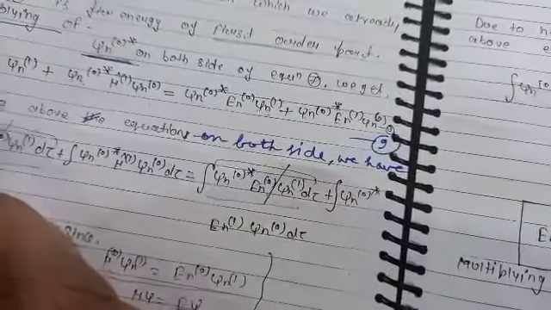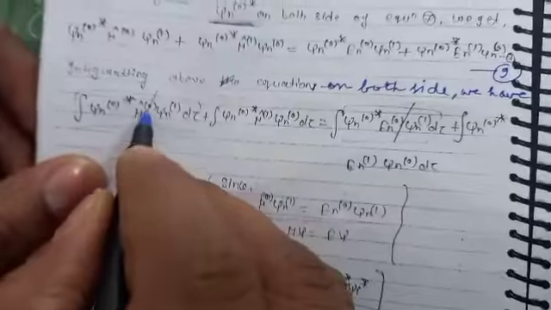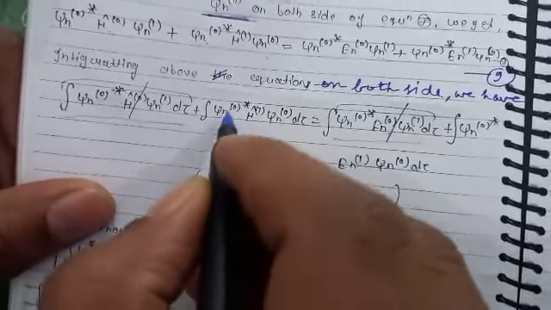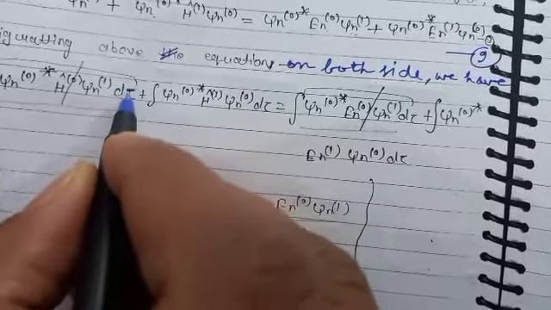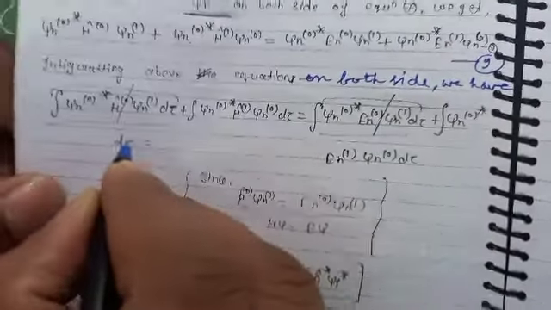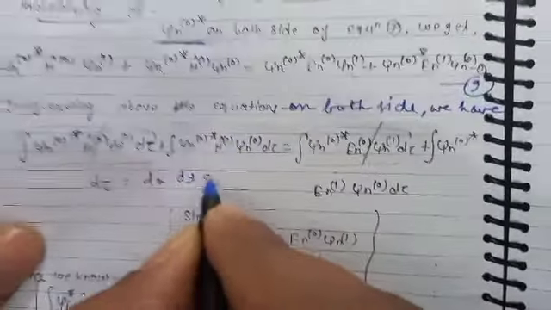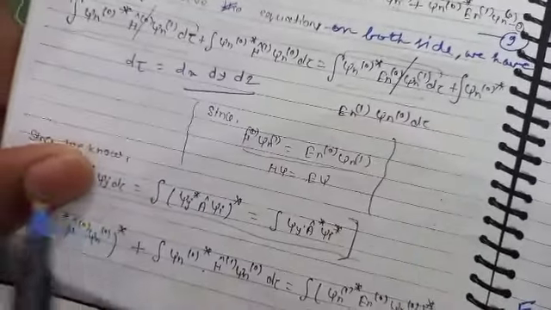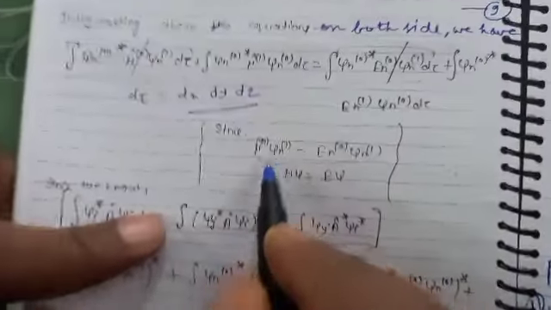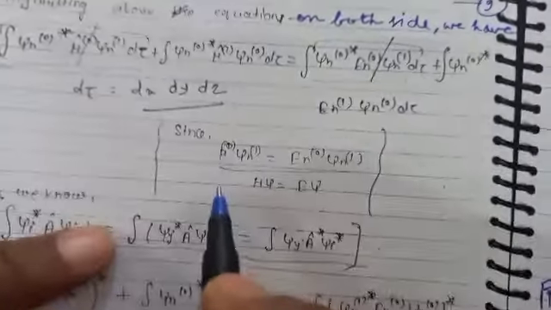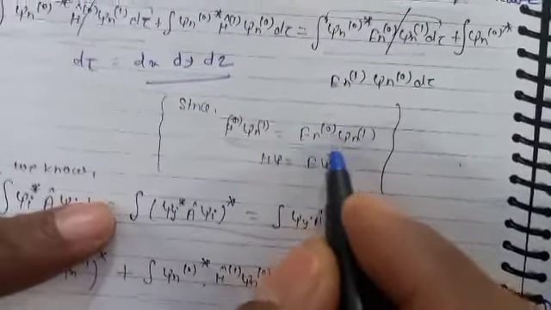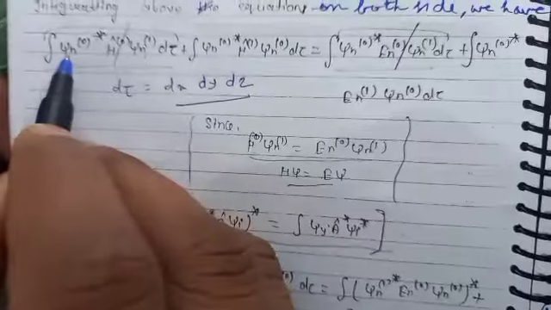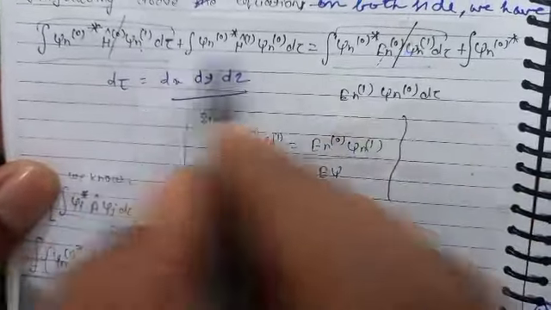This is equation 9. Integrating on both sides, what will we get? Integration of psi n naught star H naught psi n1 d tau plus psi n naught star H1 psi n naught d tau. This whole term can be written as above by applying the integration sign with respect to d tau, which is the volume integral in a 3D system. Here, since H naught psi n1 equal to E n naught psi n1, since H psi equal to E psi, these two terms will cancel out each other.